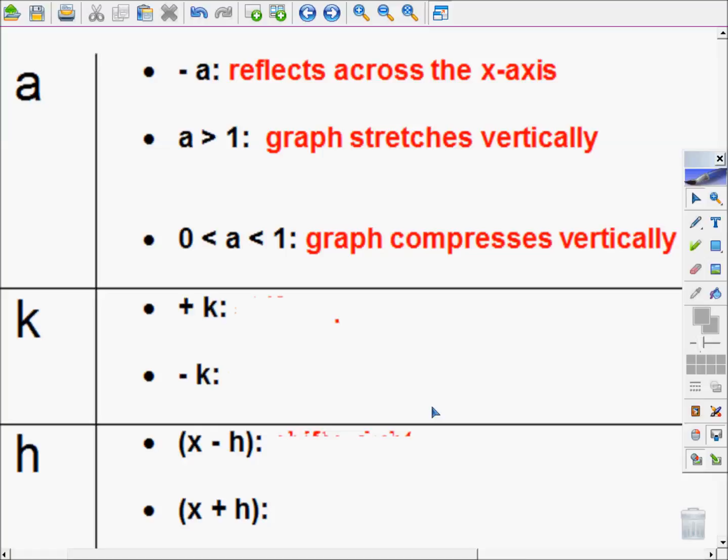Alright, K. Is K on the inside or the outside of my vertex formula? Outside. So if K is positive, what is that going to do? Shift vertically. It's going to shift up. If K is negative, it's going to do what? Shift down.